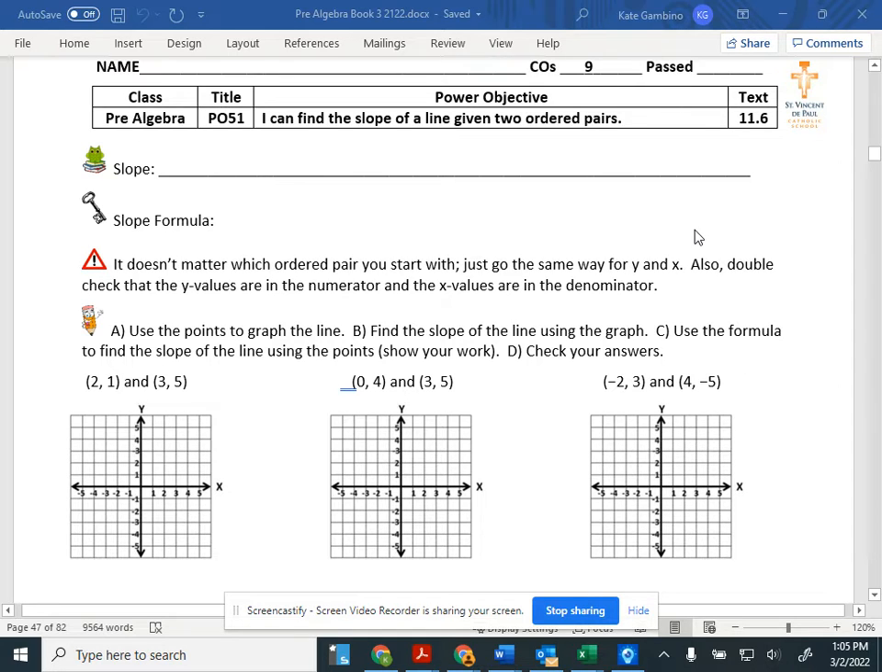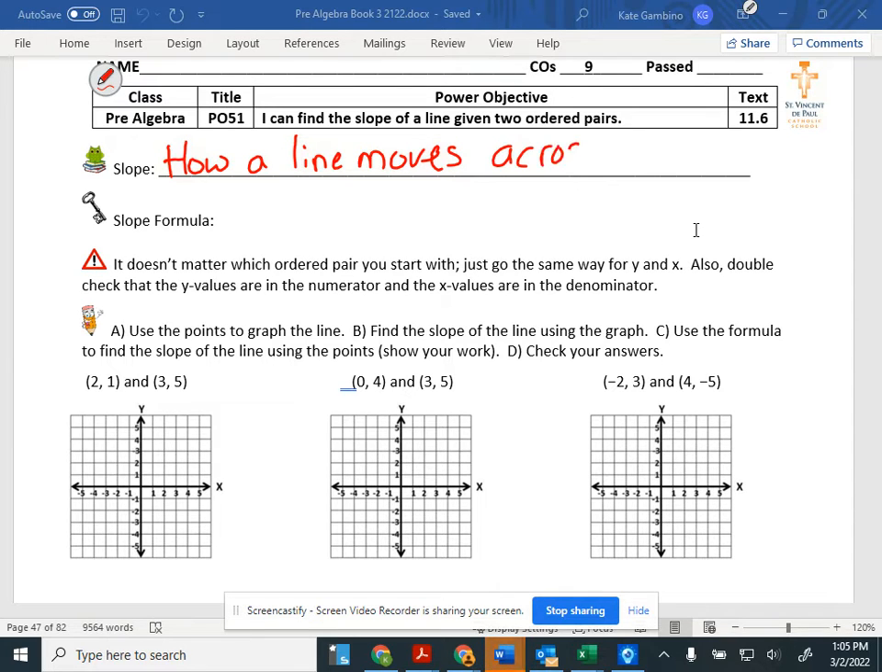Building on to that, today we have the slope. The slope is how a line moves across the coordinate plane. We know that from yesterday, right? It's that important that we have it two days in a row. This is the slope. There is a formula for finding the slope.